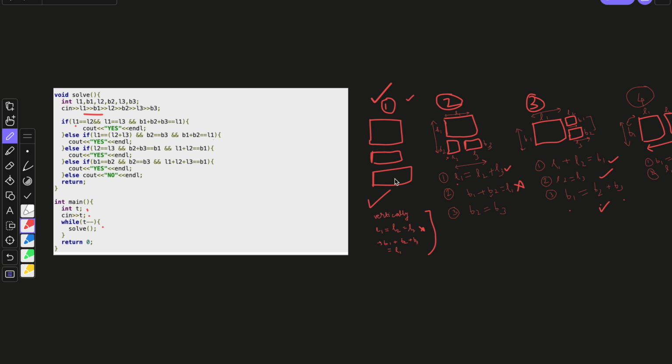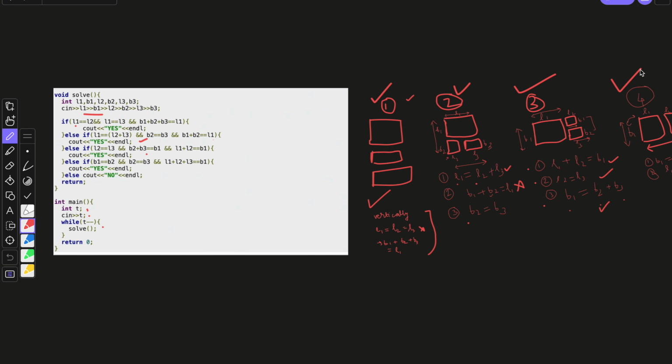Next, if not satisfied, we check another case, which would be if L1 is equal to L2 plus L3, and B2 is equal to B3, and B1 plus B2 is equal to L1, then we print yes. Else, we check another orientation of the rectangles. If L2 is equal to L3 and B2 plus B3 is equal to B1 and L1 plus L2 is equal to B1, all these three conditions, then we print yes.